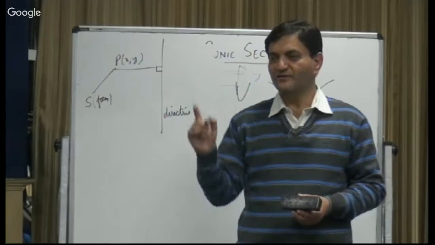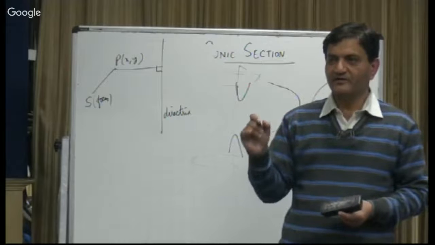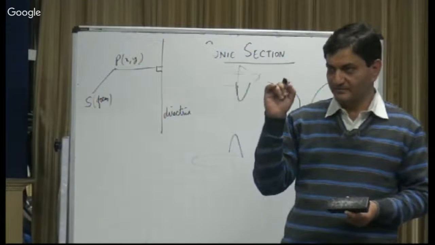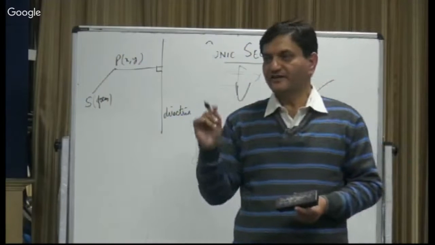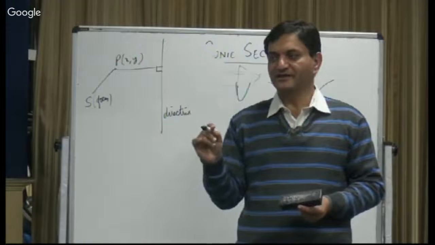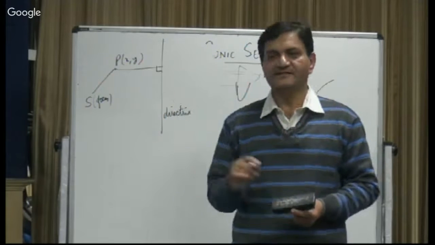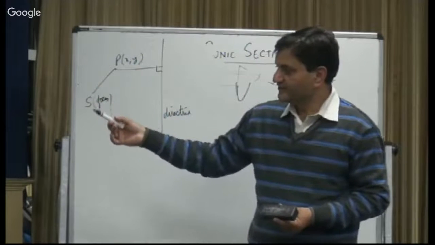But for parabola, the ratio E is eccentricity. What is this ratio known as? Eccentricity. The ratio of the distance of any point on the parabola from the focus divided by the distance of the point from a fixed line known as directrix. This ratio is known as eccentricity. And in case of parabola, eccentricity is equal to 1 because the distances are equal. So finally, these are the three eccentricities.